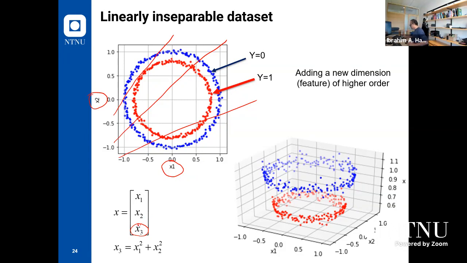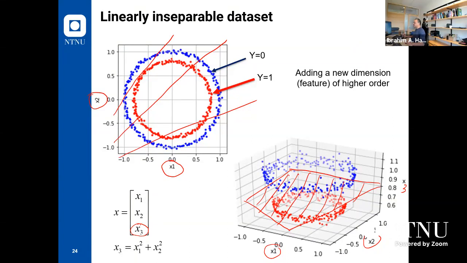So when we added one higher order feature, x3, which is x1 square plus x2 square, and then plot this data set in three-dimensional space, we have here x1, x2, and x3, right? When we plot the data in this way, we can see that we have enough gap between the two classes, and it should be possible to find a plane which can be used for separating those two clusters into two different classes. So this is one way for working it.